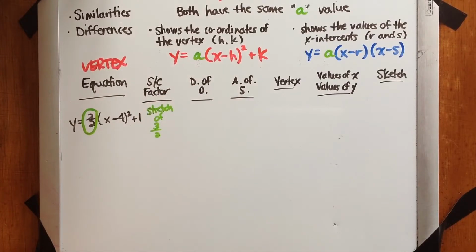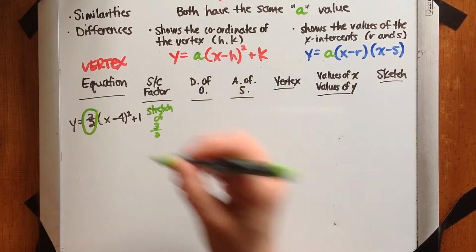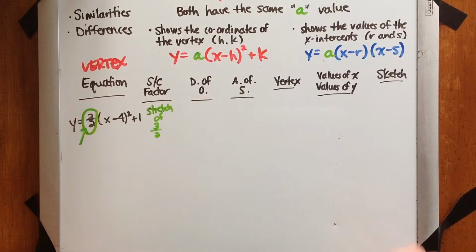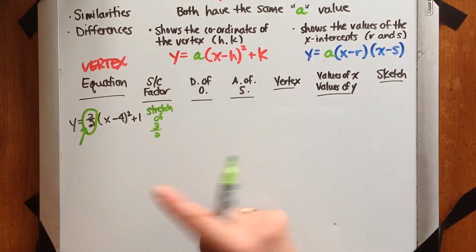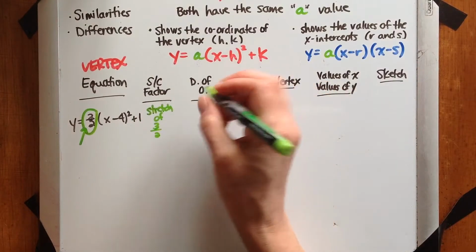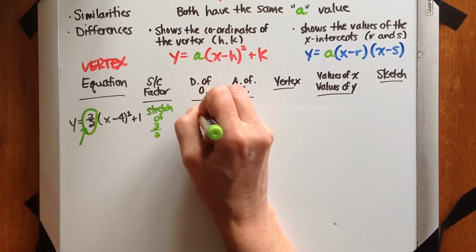It's going to have a steeper, more narrow curve to it, if you will, than our y equals x squared base parabola. If we look at direction of opening, again, that also comes from the a value. And we can tell if it's an upward facing or happy parabola or a downward facing or sad parabola just by looking at the sign. So since that's positive, we would say that it is upward facing.